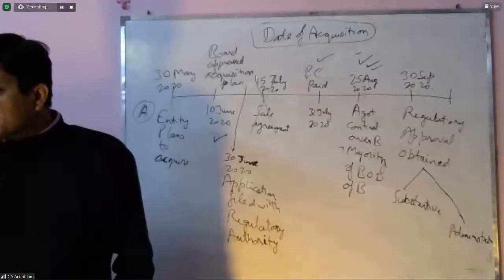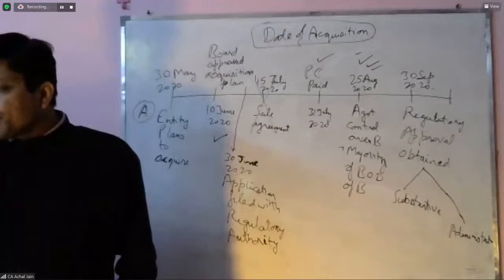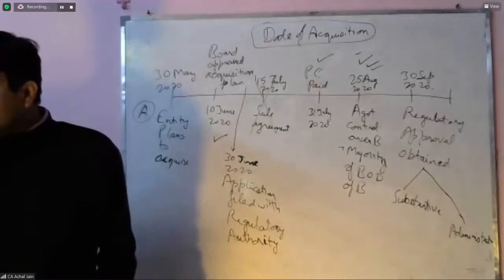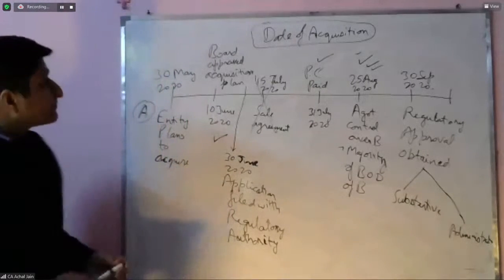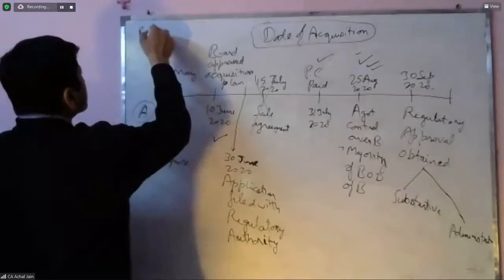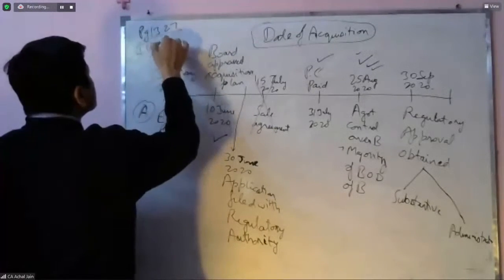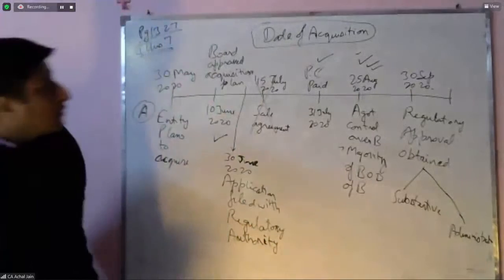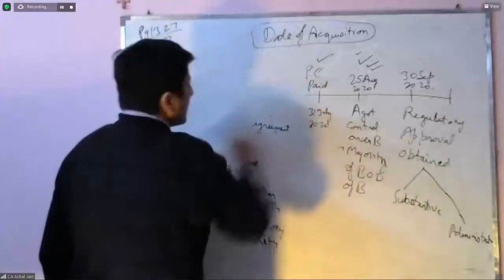Now we can move on to some examples to discuss this. Okay, so let's move on to illustration number 7 on page number 13.27. We'll now move on to some examples to discuss this date of acquisition, and you need to answer all of these questions.